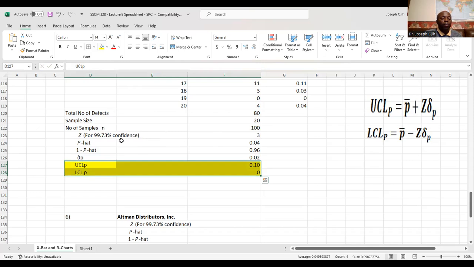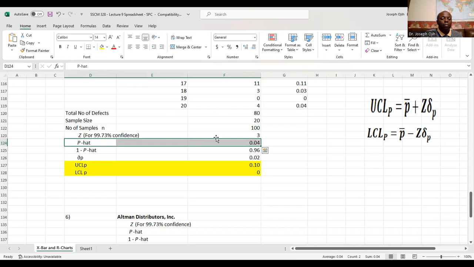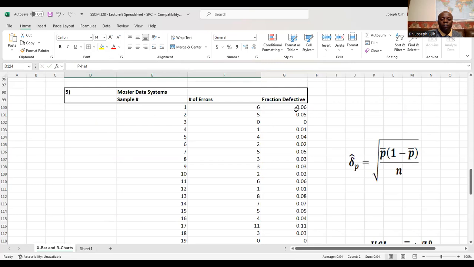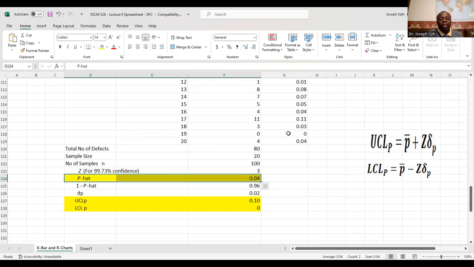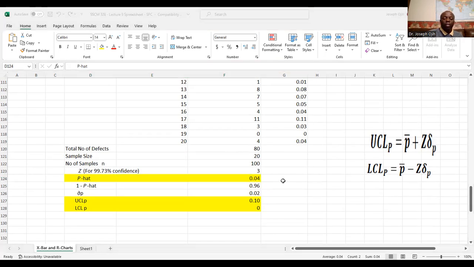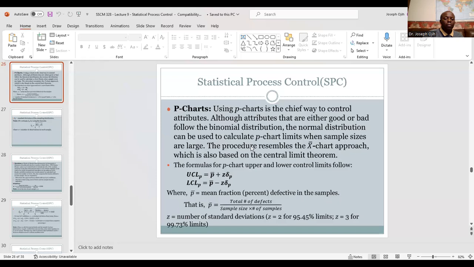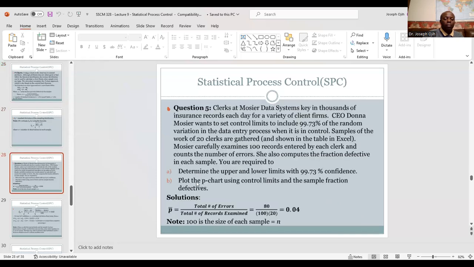and we have our p hats. What else do we need? And we also have our fraction defective values here. Now with these 3 things, we can now construct our p chart, because part B of the question says plot the p chart using control limits and the sample fraction defectives. So let us construct the p chart.